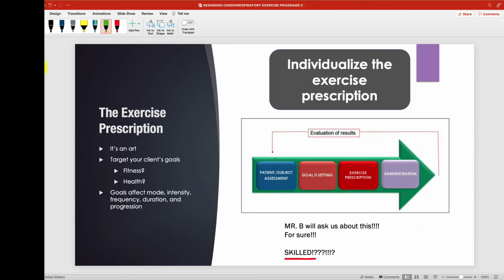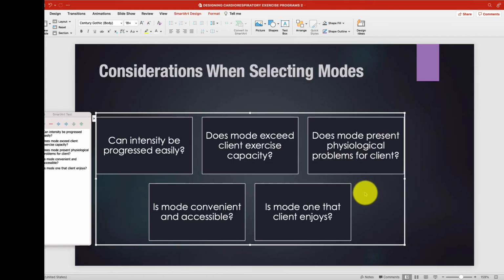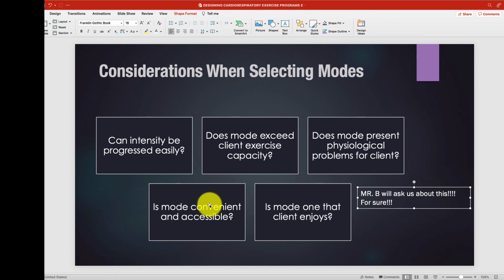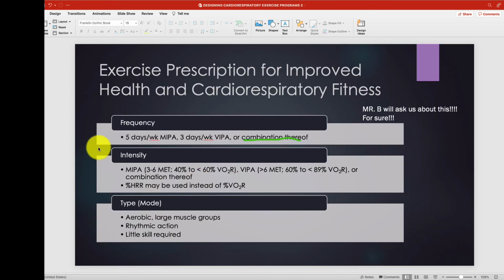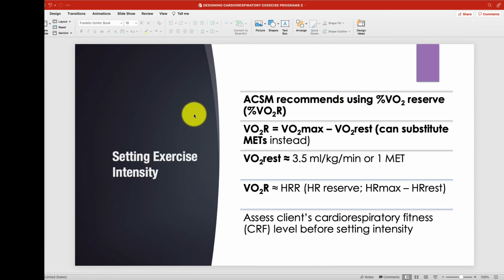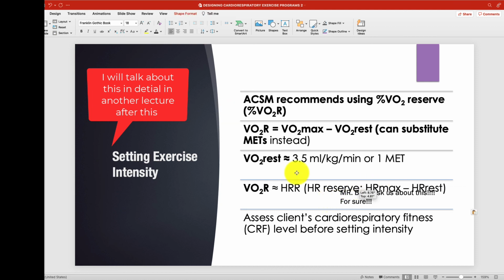So let me go back here. Let me grab this, bring it down so we are all in agreement. Mr. B will ask us about this for sure. So you have to know what type of mode you're going to prescribe. And this is one of the slides that I'm going to present with what I told you about here. Oh, this one, the intensity. So don't get bogged down by this. I will explain all of this to you in another small little lecture. So we have to consider these.